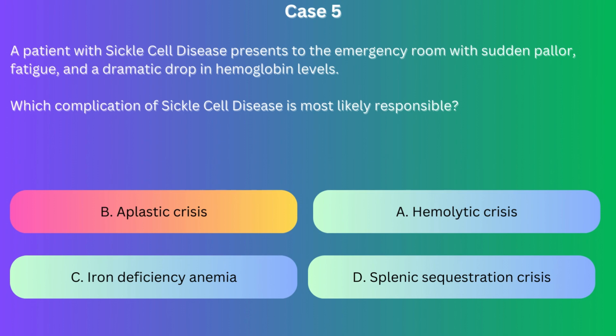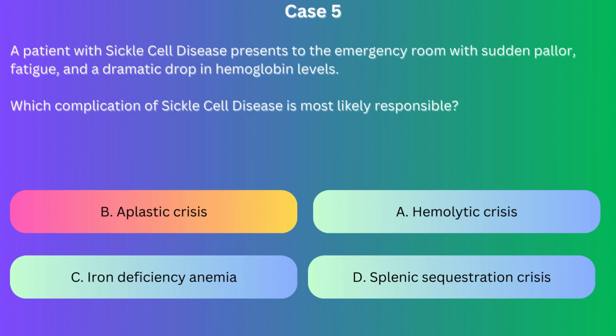An aplastic crisis in a patient with sickle cell disease is typically characterized by an abrupt halt in red blood cell production, leading to a rapid and severe drop in hemoglobin levels. This crisis is often precipitated by infection with parvovirus B19, which targets and destroys red cell precursors in the bone marrow. The result is a sudden onset of severe anemia, manifesting as pallor and fatigue.